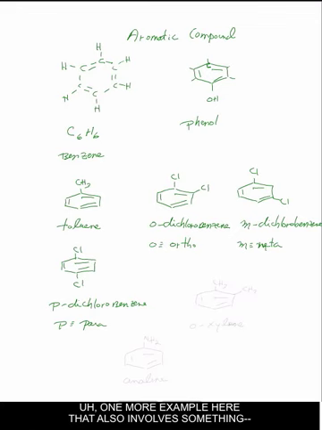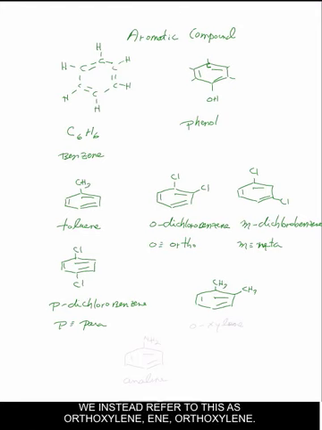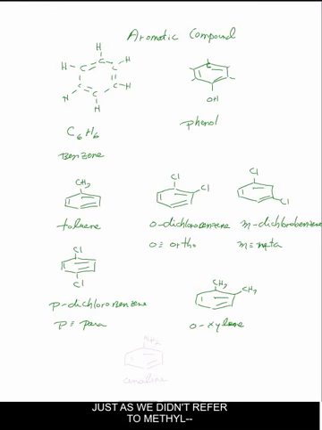One more example here that also involves a trivial naming system. If I were to put 2 methyls in, let's just say, the ortho positions, rather than calling that ortho-dimethylbenzene, we instead refer to this as ortho-xylene, X-Y-L-E-N-E. Just as we don't refer to methylbenzene as methylbenzene, we call it toluene rather than methylbenzene. So these are important trivial names that are worth remembering.